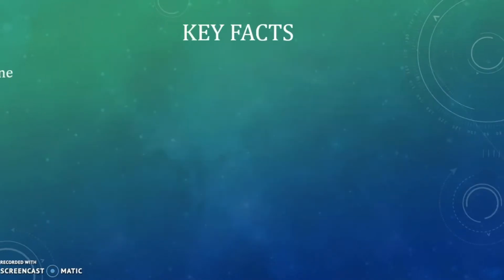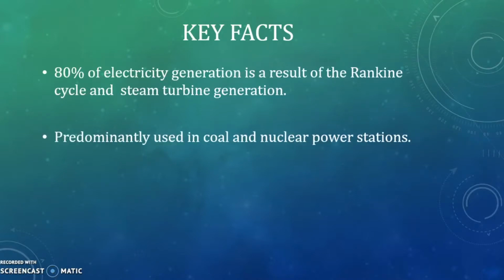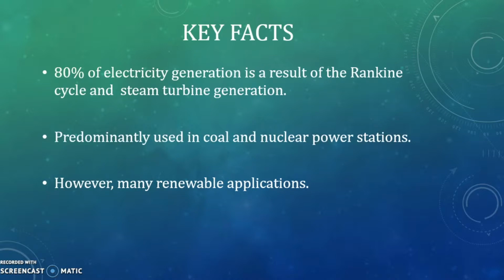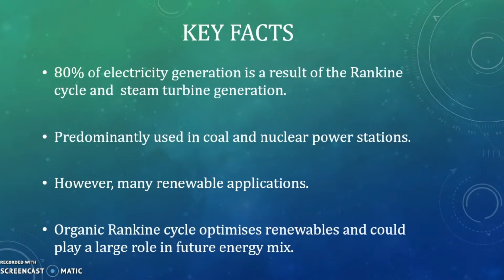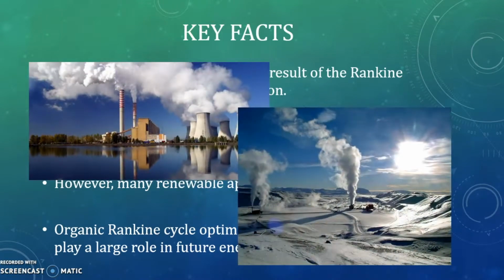Key facts. 80% of electricity generation is the result of the Rankine cycle and steam turbine generation. This is predominantly used in coal and nuclear power stations, however there are many renewable applications. The organic Rankine cycle optimizes renewables and could play a large role in the future energy mix.